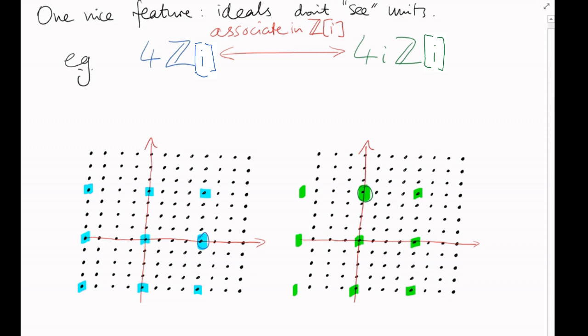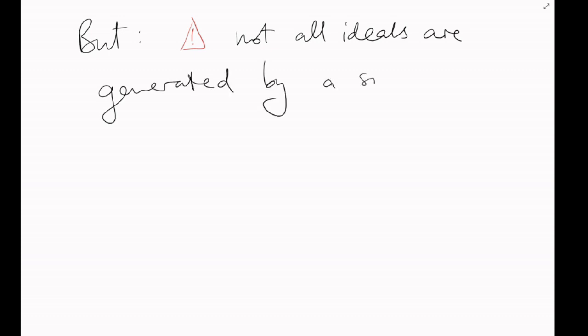But we haven't just done this to find a new way of writing numbers and ignoring the units. The real reason we've done this is that not all ideals come from a single number. Not all ideals are generated by a single element. We'll come back to that.